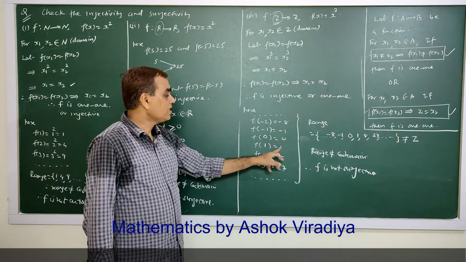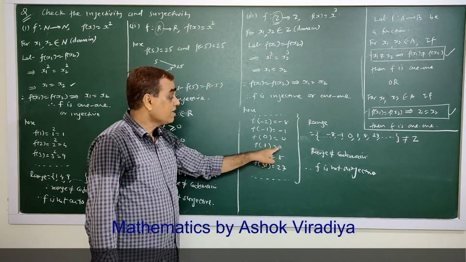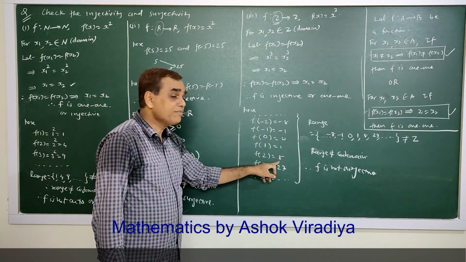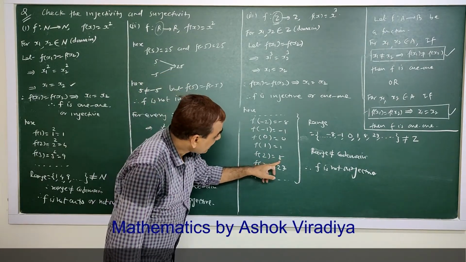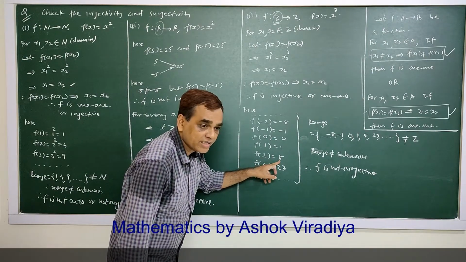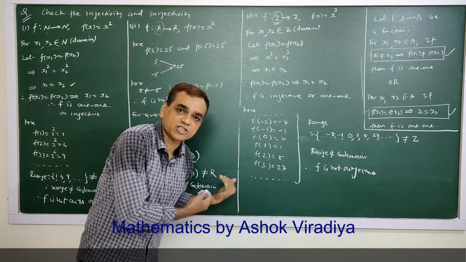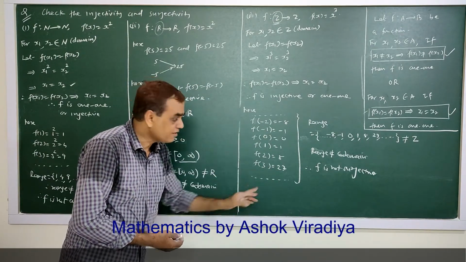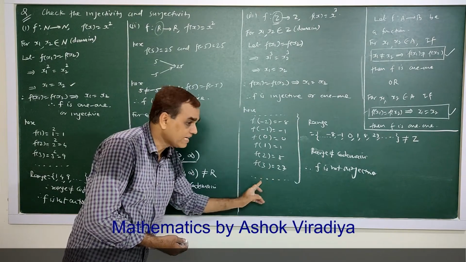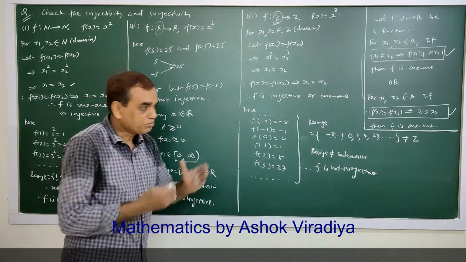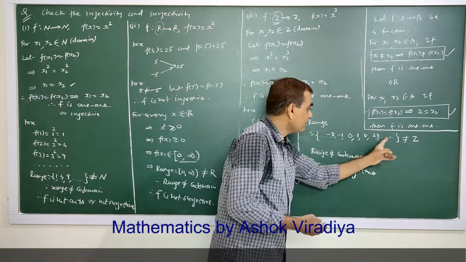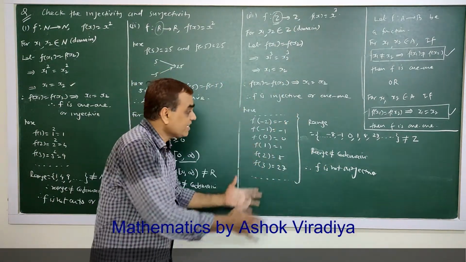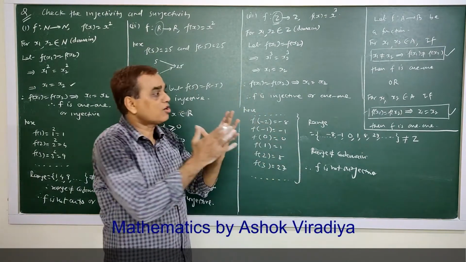Image of 1 is 1. Sorry, pre-image of 1 is 1. Pre-image of 8 is 2. But there is no pre-image of 9, no pre-image of 10, no pre-image of 11. Till 26, we don't have a pre-image. Then next, pre-image of 27 exists. Then we don't have a pre-image of 28 or 29. So pre-images of only perfect cube numbers from the codomain exist. So that's why this function is not surjective.